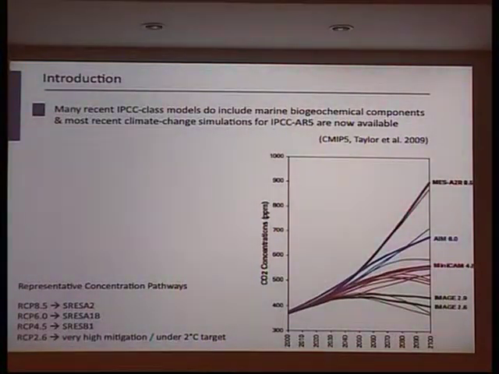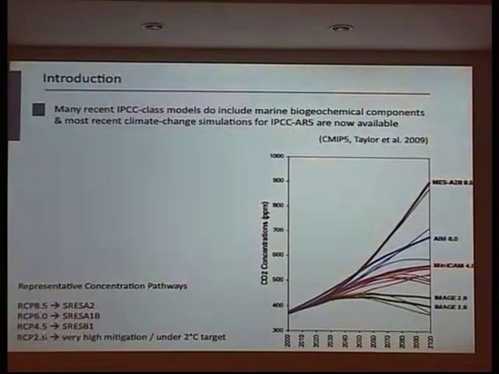And something that is quite new from the previous IPCC exercise is that now many of the recent IPCC class models do include some marine biogeochemical components. The reason for that is not marine ecosystem studies, it's mostly because of the carbon cycle and climate linkages, but we can also look at those simulations to study biogeochemistry in general and ecosystems.